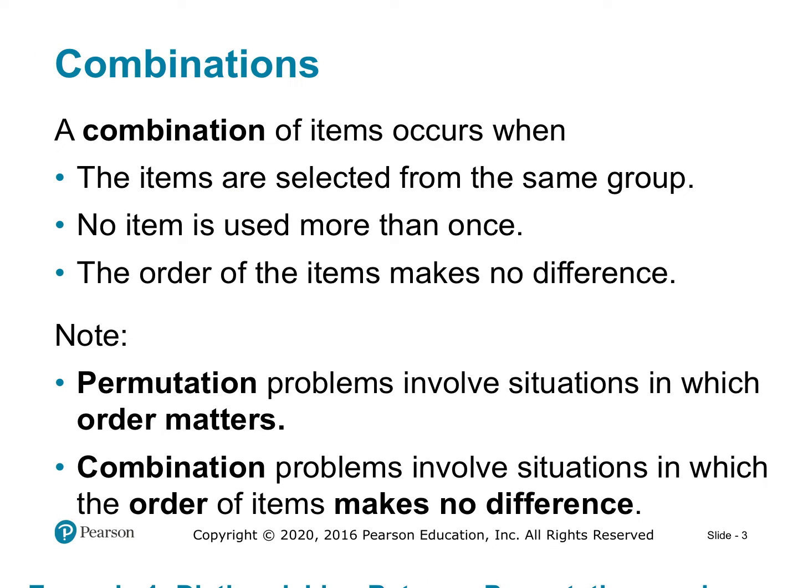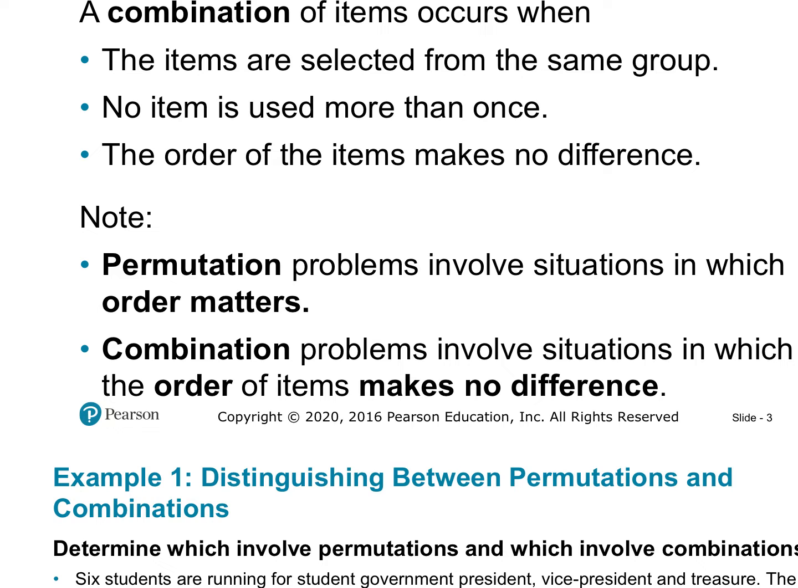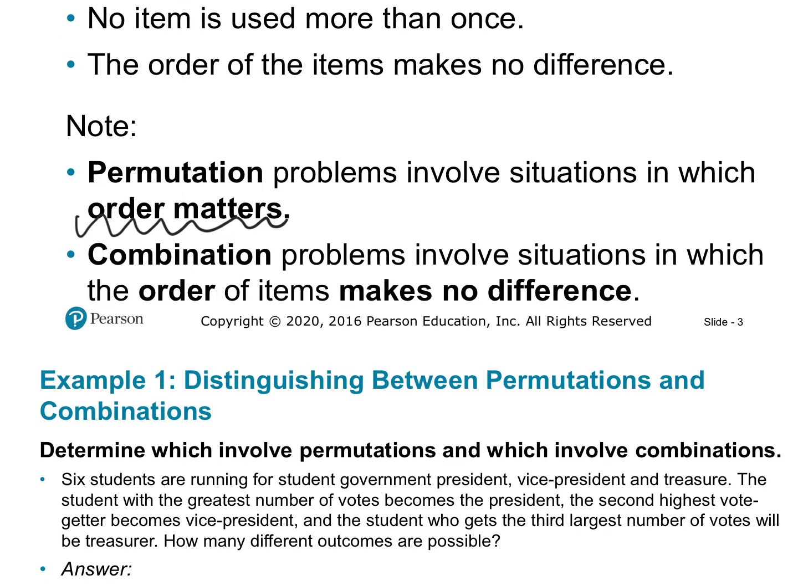All right, combinations. A combination of items occurs when the items are selected from the same group. No item is used more than once, and the order of the items makes no difference. Just a side note, permutation problems involve situations in which the order matters. So make sure that you remember that. Combination problems involve situations in which the order of items makes no difference. So combination, no difference. Permutation, it does matter.